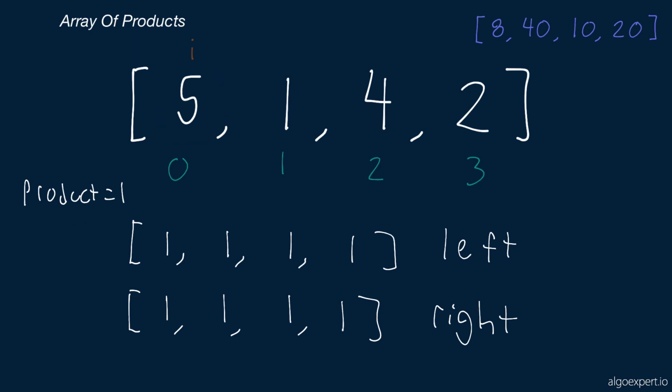In this case, it's 5. And so our product now is going to become 5. Now what we're going to do is move I over. I will come over to the next position, position 1.